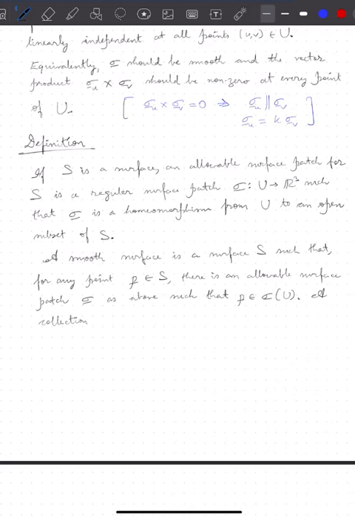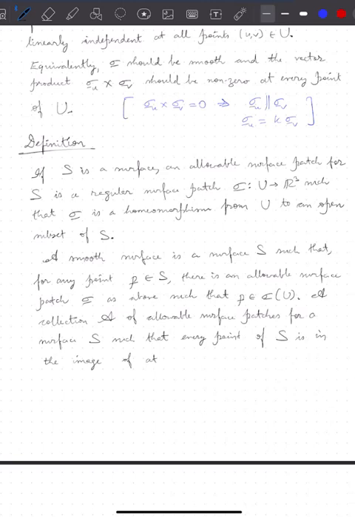And a collection A of allowable surface patches for a surface S such that every point of S is in the image of at least one patch in A is called an atlas for the smooth surface S.